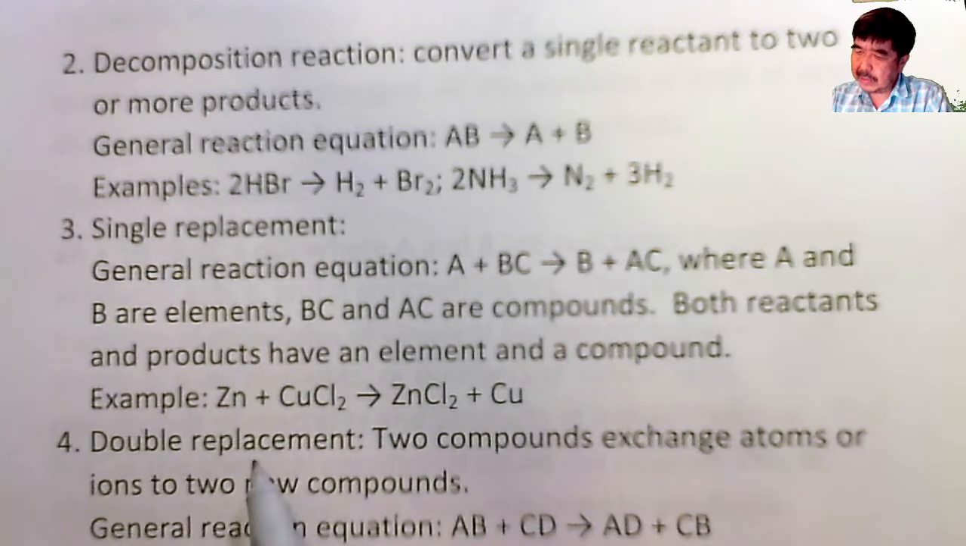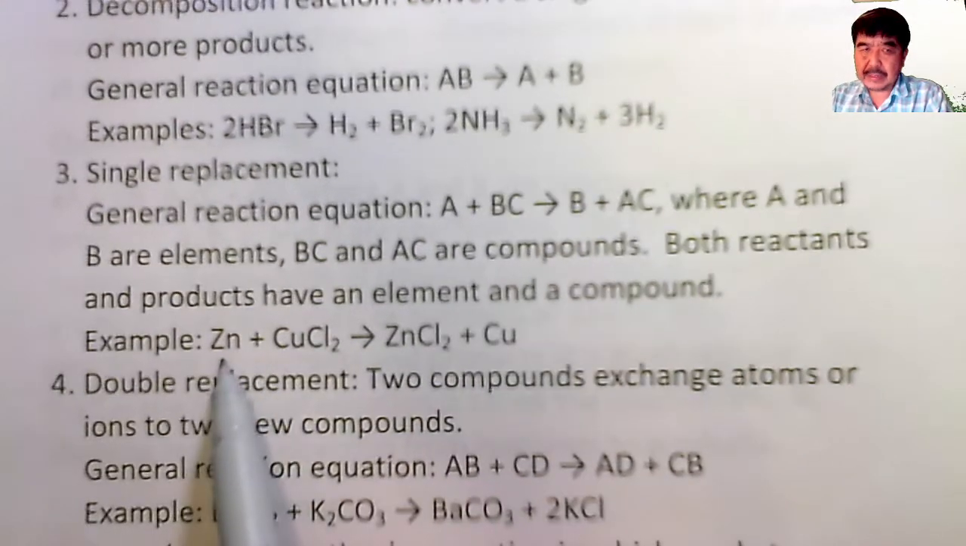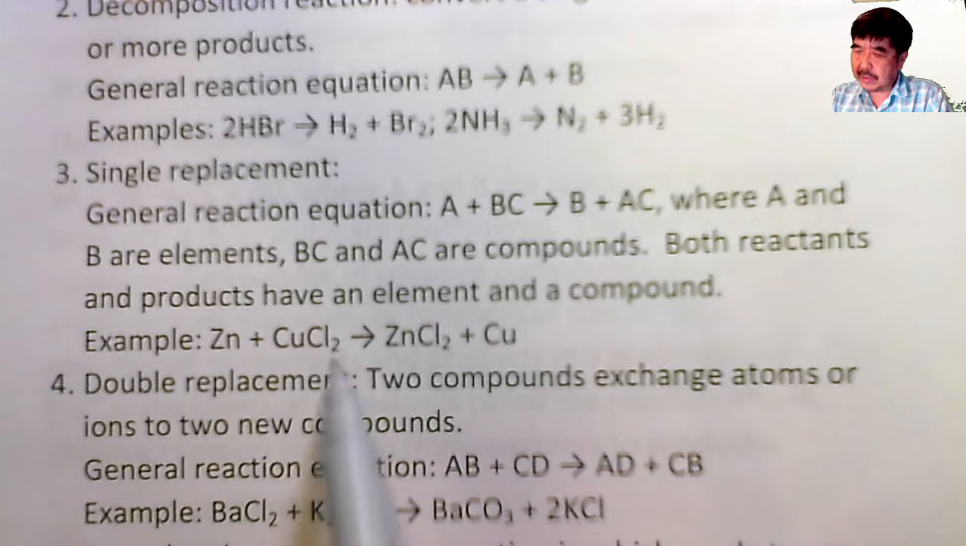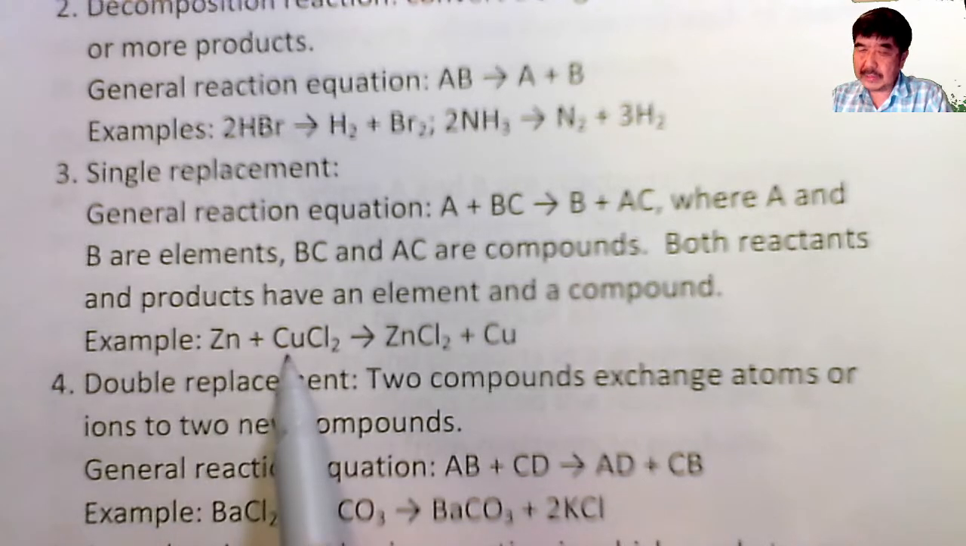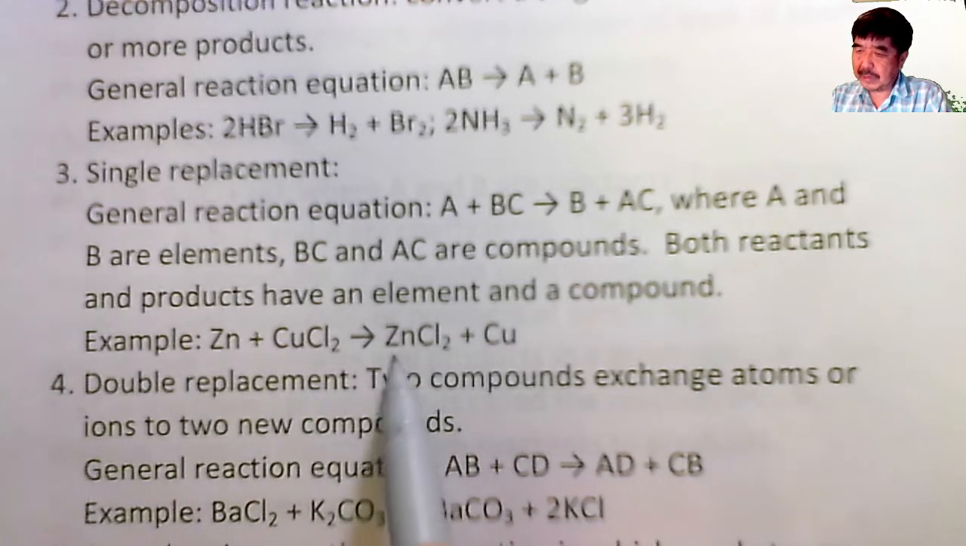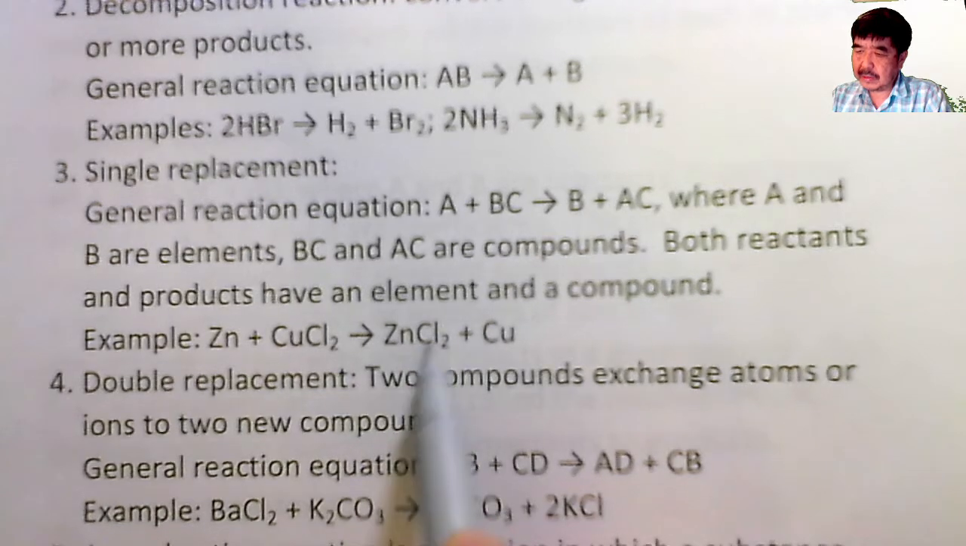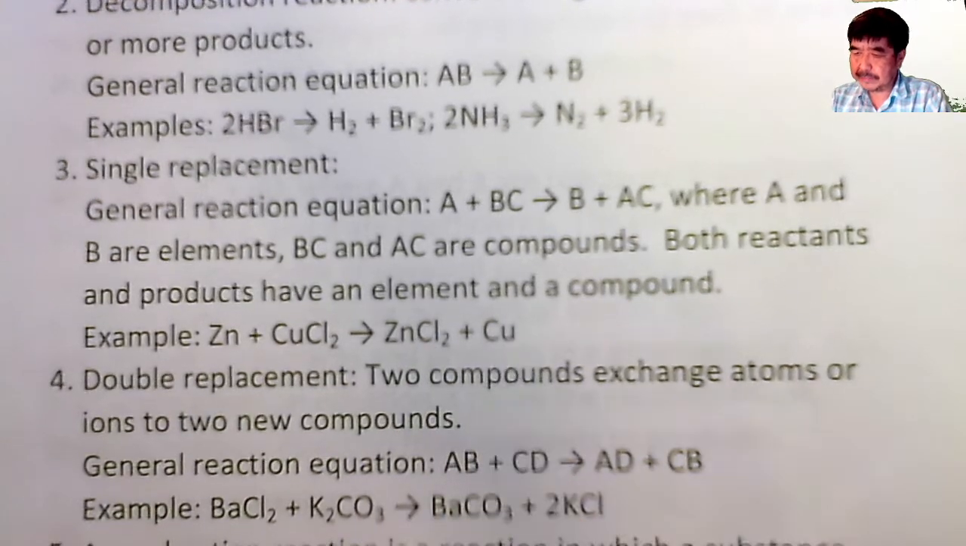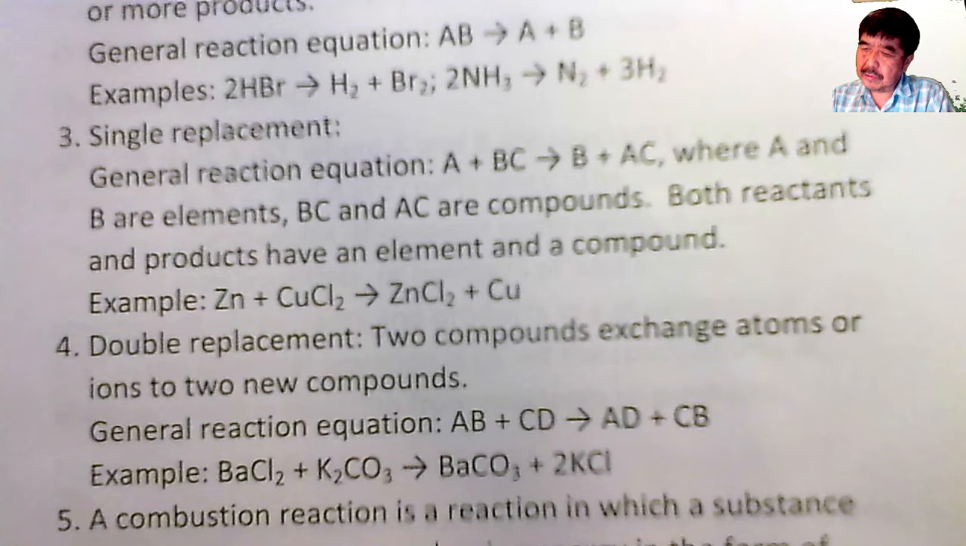You can see the example here. Zinc and copper chloride. Okay, zinc replaces copper, becoming zinc chloride. This is the compound and the copper element. Okay, this is a single replacement. A single replacement must have one pure element and one compound as reactants. They also generate products of one element and one compound.